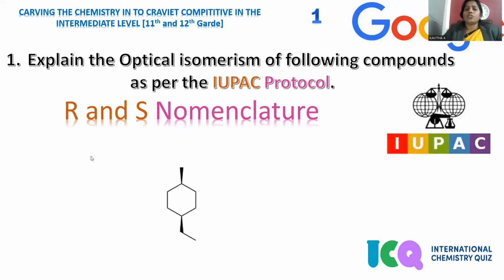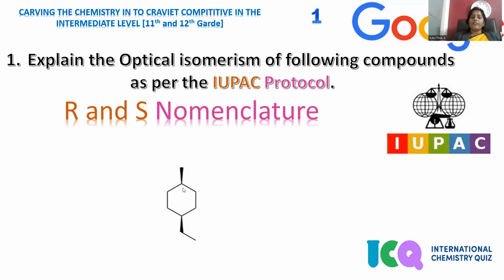Explain the optical isomerism of the following compound as per the IUPAC protocol. IUPAC stands for International Union of Pure and Applied Chemistry. As per the IUPAC, RS nomenclature is to be assigned. Optical isomerism is shown by a compound where chirality is present. The carbon which is attached to 4 different groups is said to be a chiral carbon.